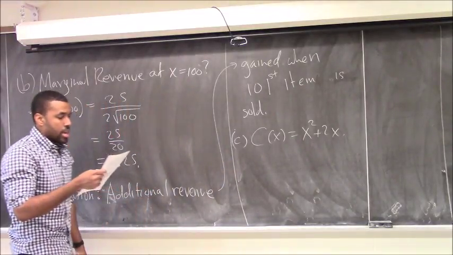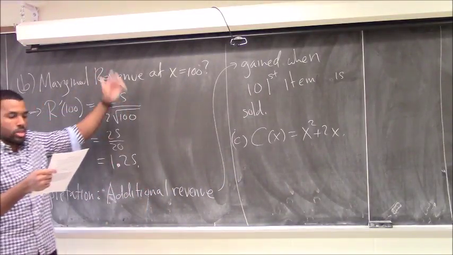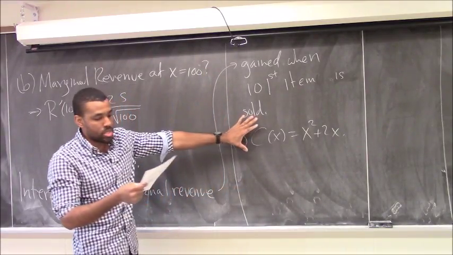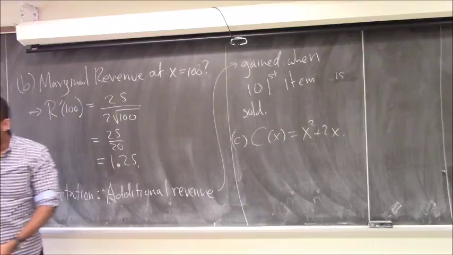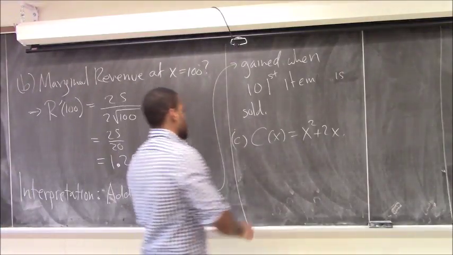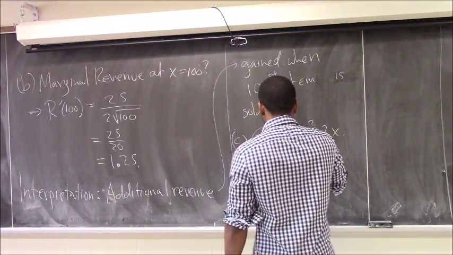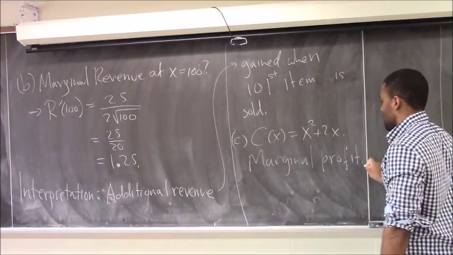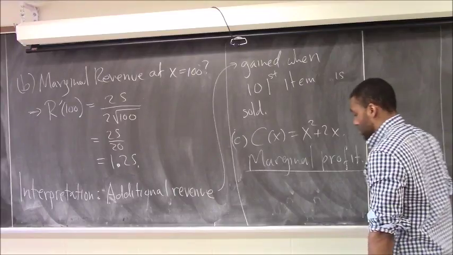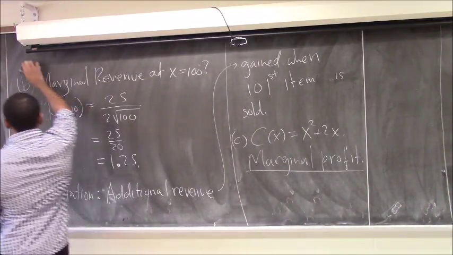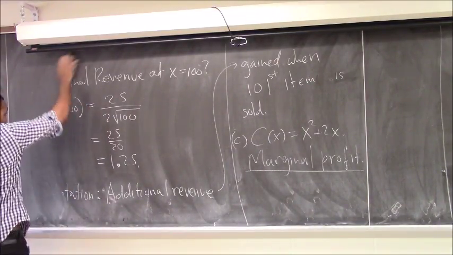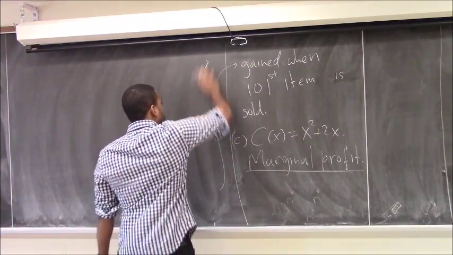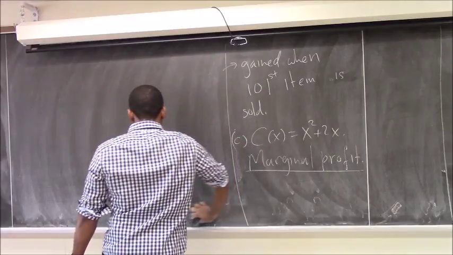So let's say we're still in the same scenario. We know that the price we can charge is 25 over radical x, and the cost happens to be this function. What is the marginal profit? Okay, so now we have to figure out a formula for that. By the time you get to the next test, you'll know all the formulas for these, but I just want us to reason through them again. So how do we go about finding profit?